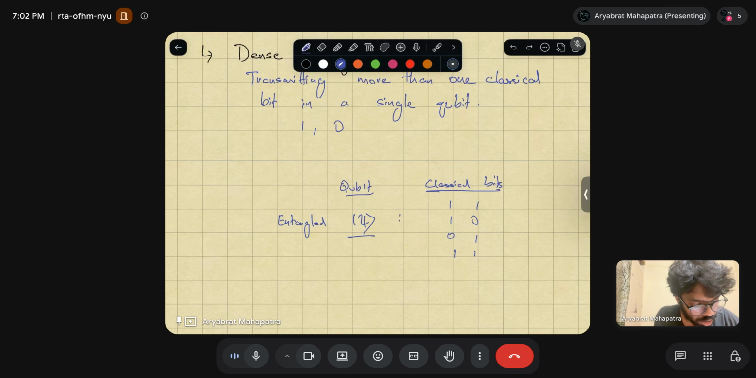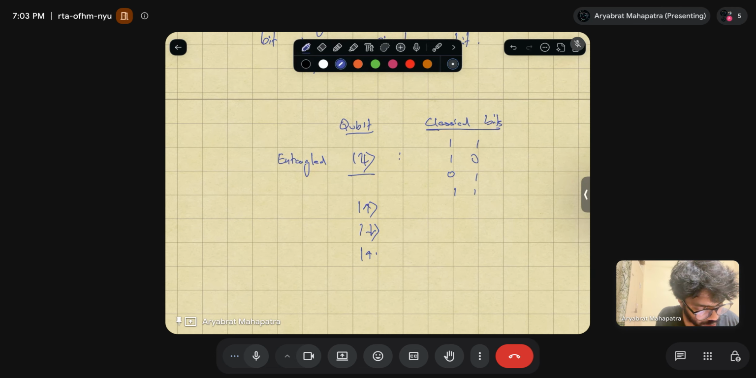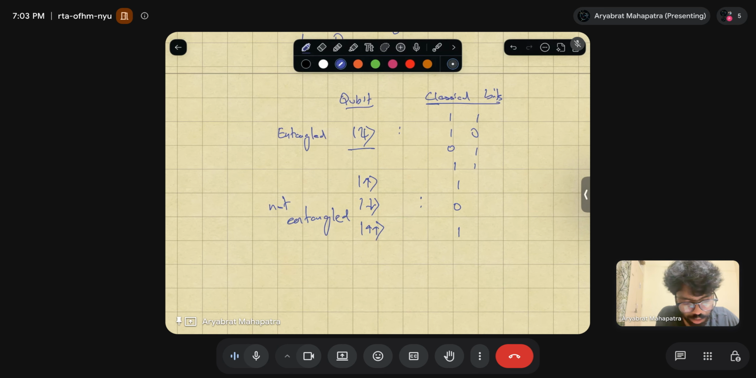Even in qubits, suppose I have something like this or this, or even this, these are not entangled. So even here I can send either 1 or 0. Even this will only send one piece of information, only one.